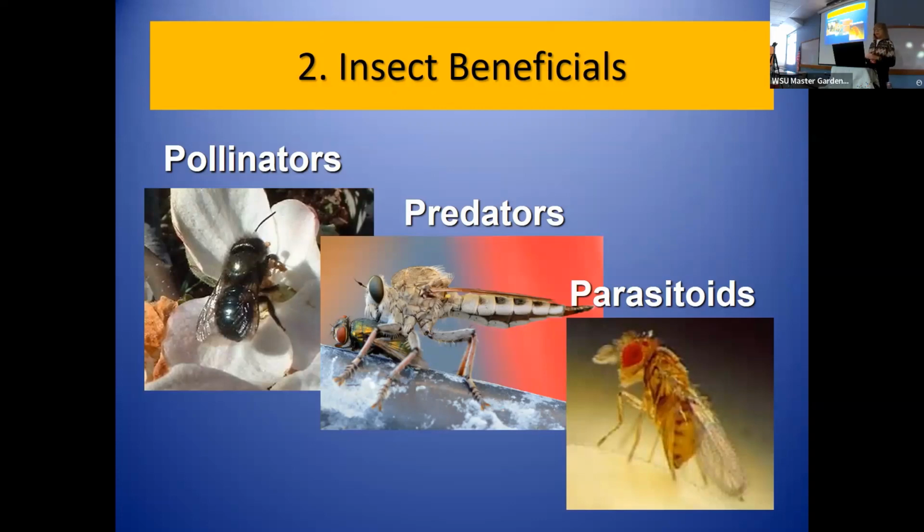So in looking at them, the pollinators benefit as they will move pollen from the male part of the flower to the female part of the flower. And if that transfer is successful, it can result in the formation of a fruit. The predators, like this big robber fly here, will feed on other insects, and that helps to keep populations low.